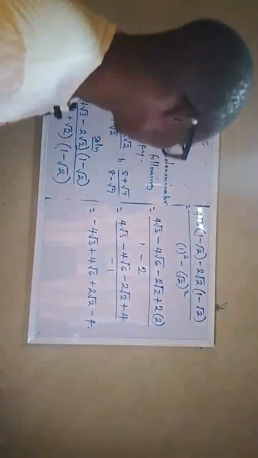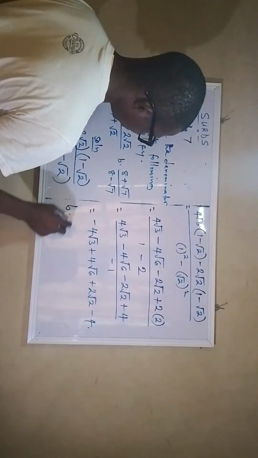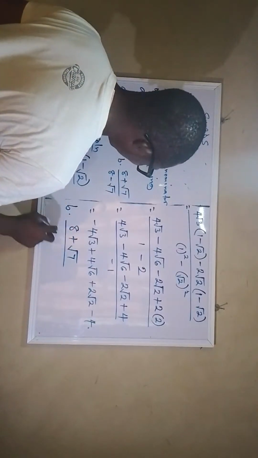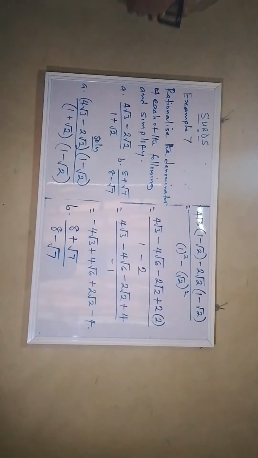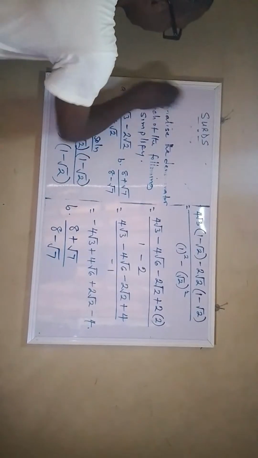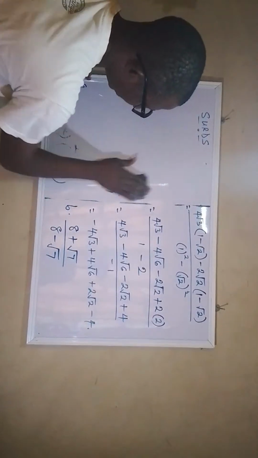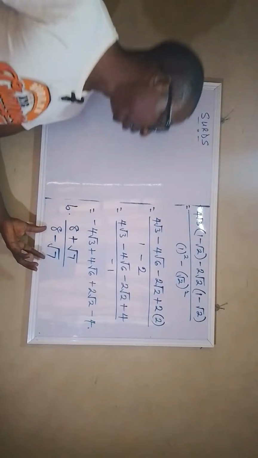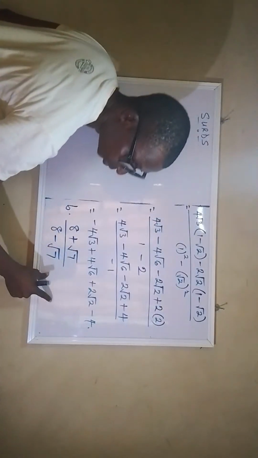Now let's look at the second one. So the second one, B, we have 8 plus square root of 7 over 8 minus square root of 7. So that is what we have here. So how do we solve this? Don't forget what I said earlier. You look at the denominator. You use the conjugate of the denominator to multiply the numerator and denominator. That's all. Very easy. So what we have here, you put it here, you put it down.